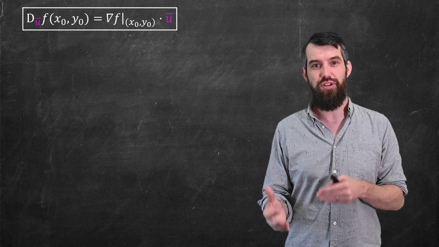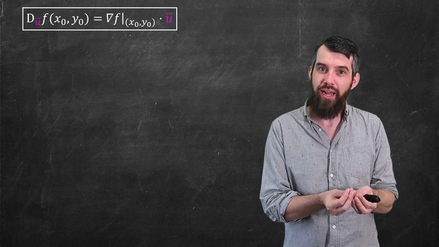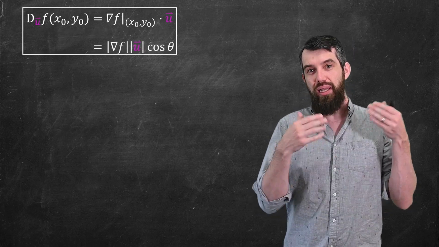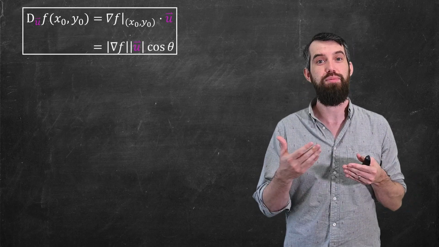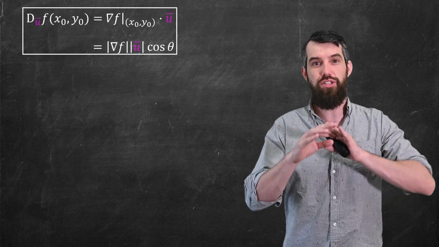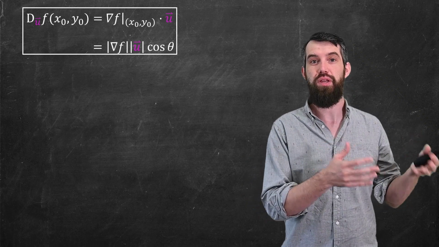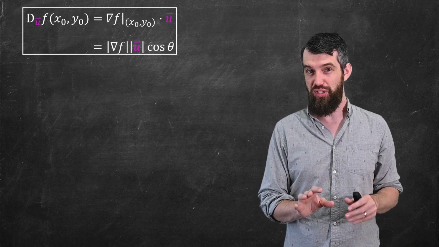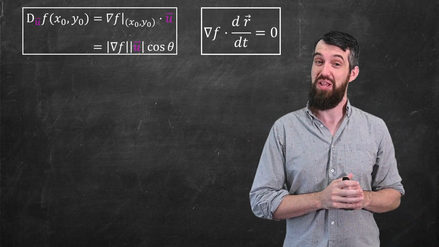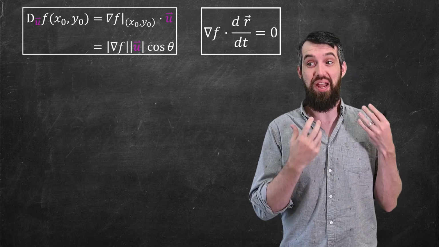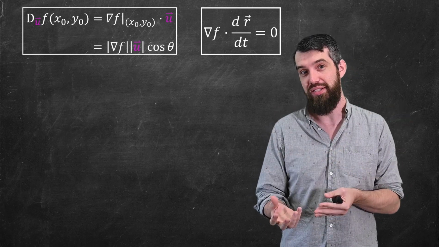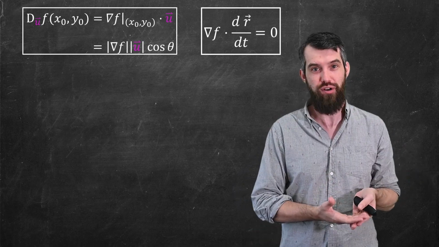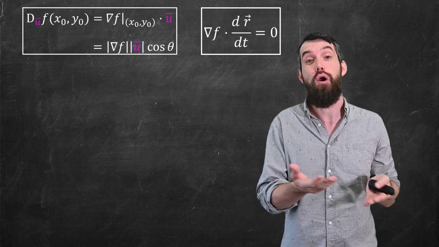And what I want to do is take the dot product and replace that with the length of the gradient, the length of this direction vector u times cosine of theta. This is just from our definition of the dot product. And I'll note here that this formula looks awfully similar to the other formula that we've just been playing around with. It's a gradient dotted with something else. It's just that now with the directional derivative, I have a generic u versus the specific dr dt.